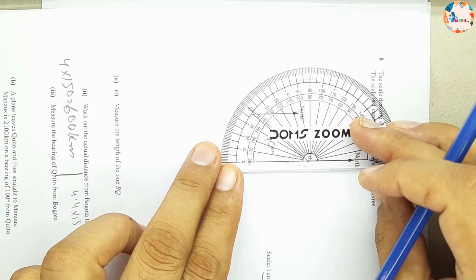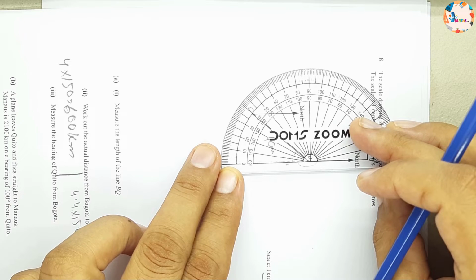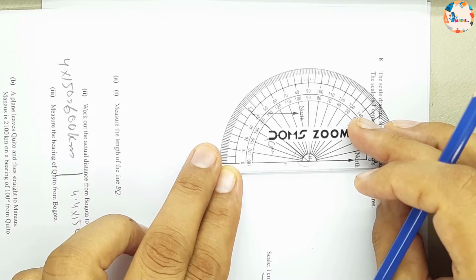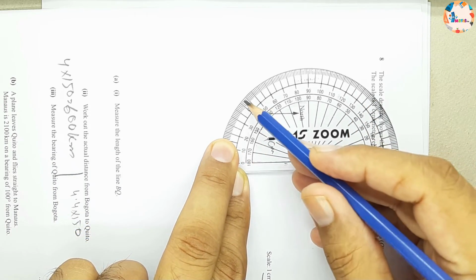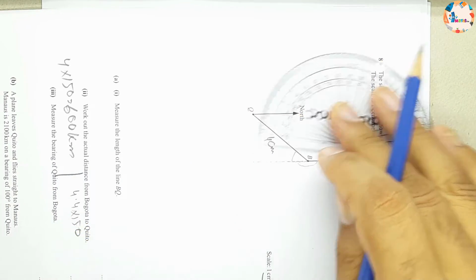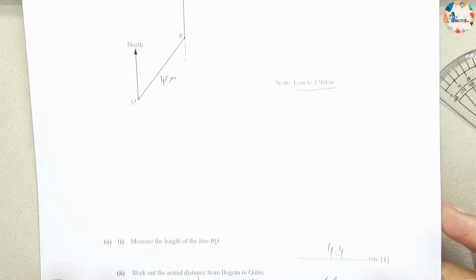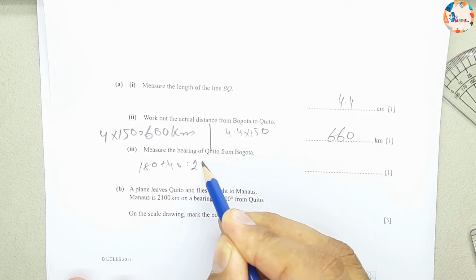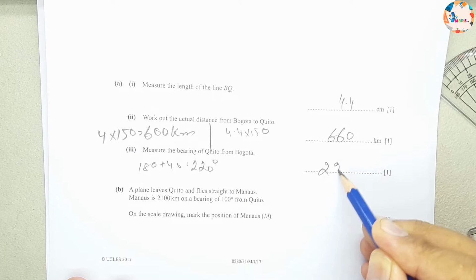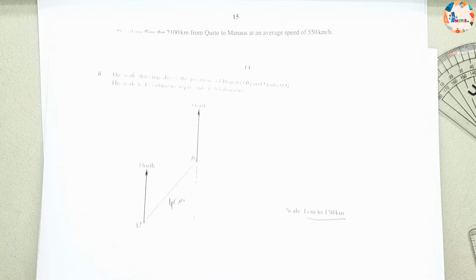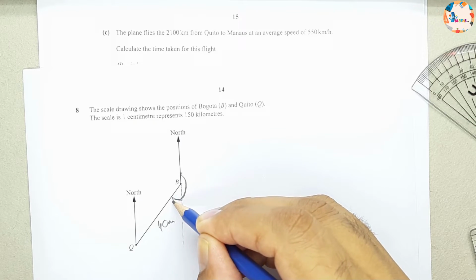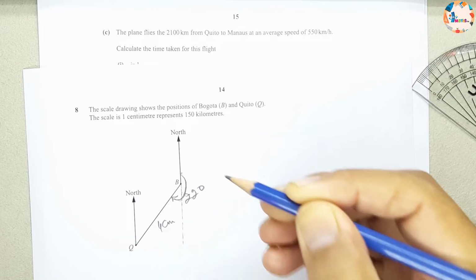So if we measure this one over here, it is 40 degrees. So 180 plus 40, we can write this one: 180 plus 40 will be equal to 220 degrees. So this angle will be 220 degrees. We can show over here that this complete angle will be 220 degrees.